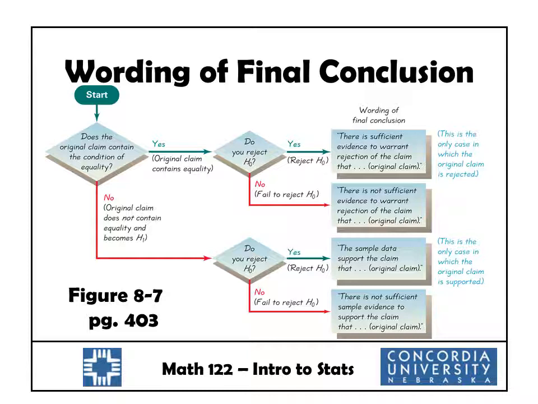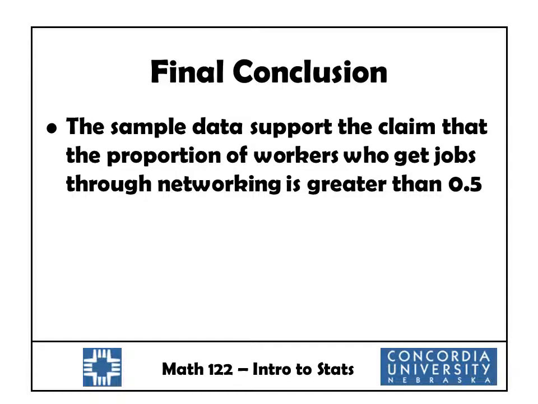Next we go to this diamond. Do you reject the null hypothesis? And our answer is yes. And so we word our final conclusion starting in this way. The sample data support the claim that, and then we simply state our original claim. So here is our final non-technical conclusion. The sample data support the claim that the proportion of workers who get jobs through networking is greater than 0.5.